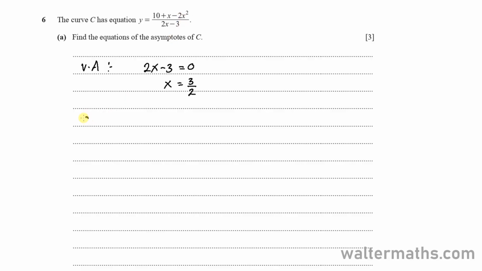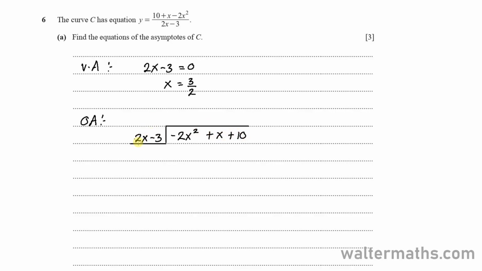Now the other asymptote is going to be an oblique asymptote. Determine that by considering that the degree of the numerator is 1 greater than the degree of the denominator. So to find the oblique asymptote, all we need to do is to divide 2x minus 3 into the numerator. So let's do that. That's 2x minus 3, and we're going to divide that into the numerator. I'll write it as minus 2x squared plus x plus 10.